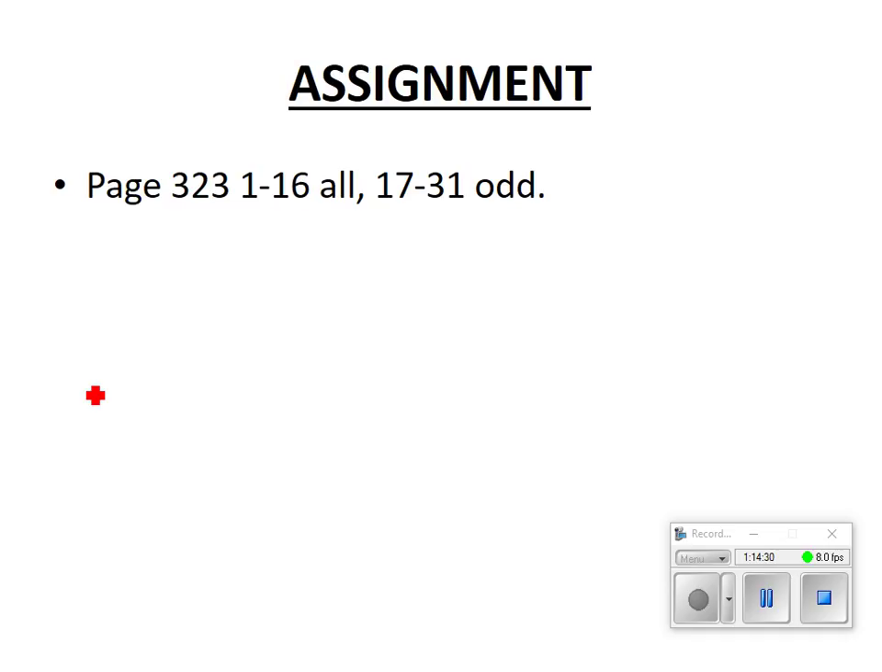That's the assignment. Page 323, 1 through 16, all, 17 through 31 odd numbers.